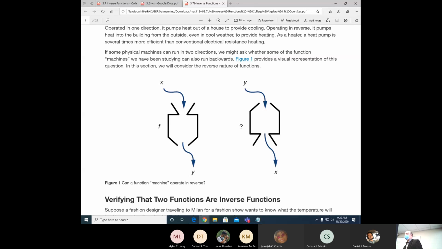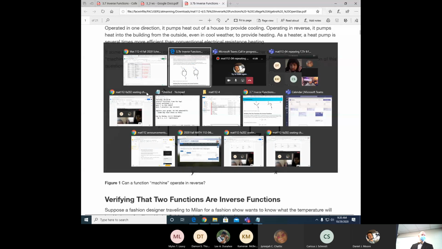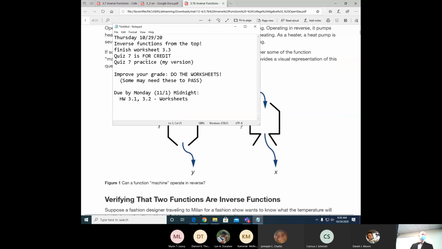When was quiz 7? Let's see. Quiz 7. I have that due next Monday. This coming Monday at midnight. So back to that notepad. Where'd my notepad go? There. So quiz 7 for credit due 11/1. Oh, so that is also quiz 7. Quiz 7 is also due by Monday, giving you time over the weekend to catch up on things.